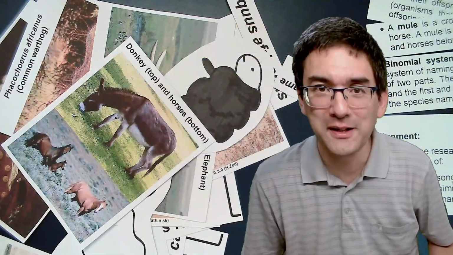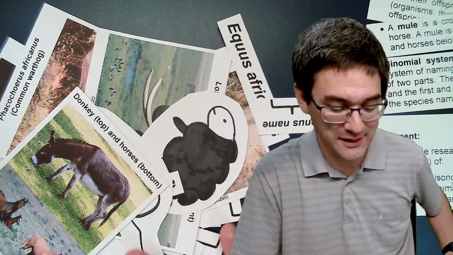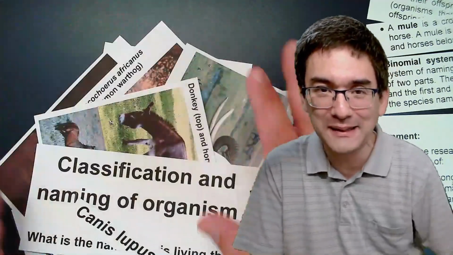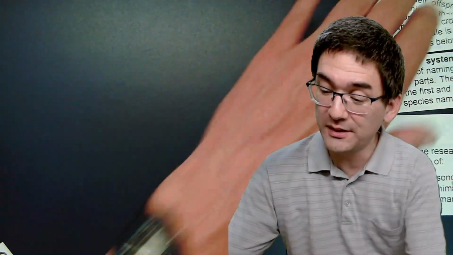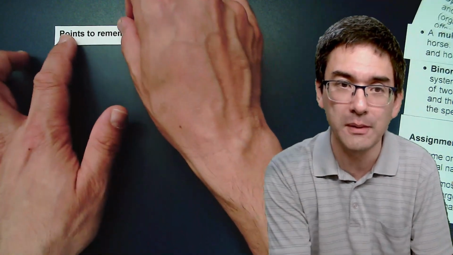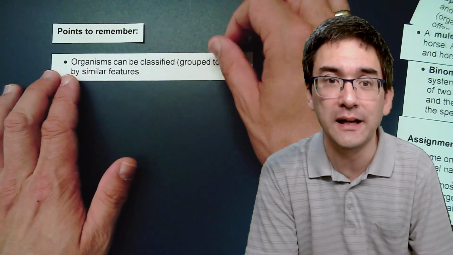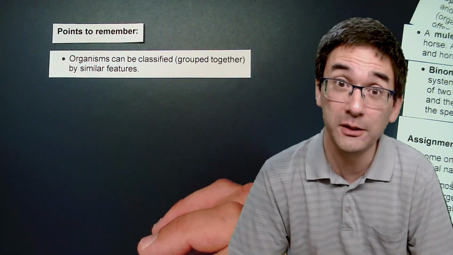Okay, so let's summarize the most important points. Look at all of these things here. I've got to move everything away and clear up my desk a little bit. So, what are some of the points to remember? I put everything here on the side, the points to remember. First of all, organisms can be classified or grouped together by similar features. That's what we've been doing.